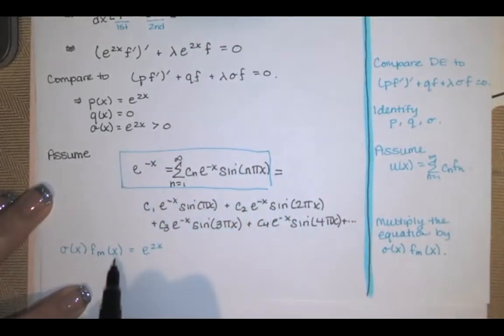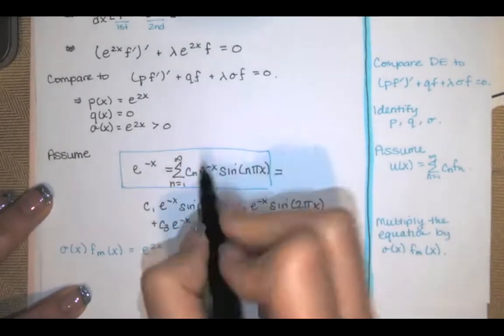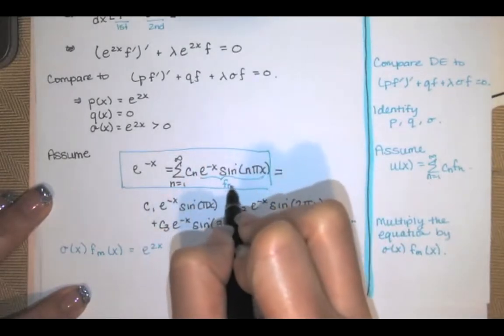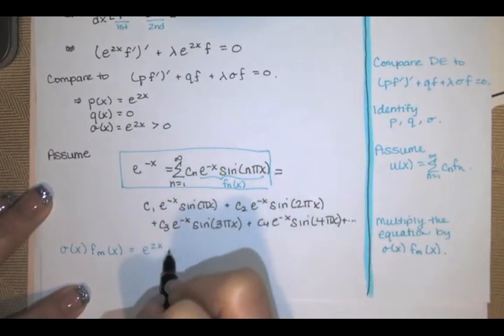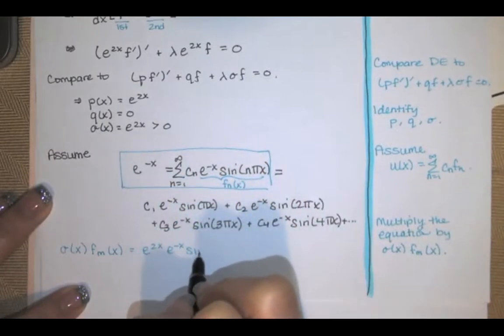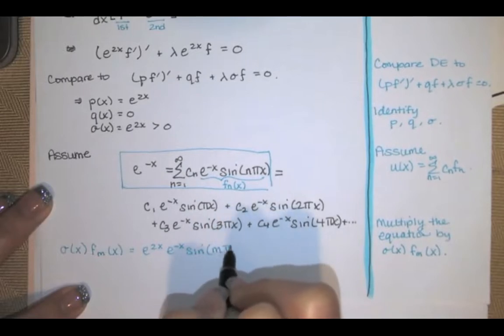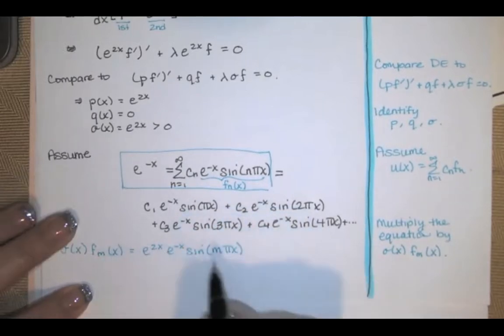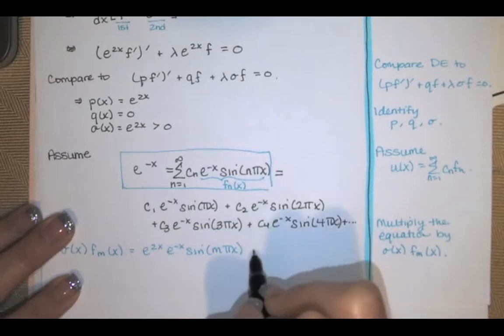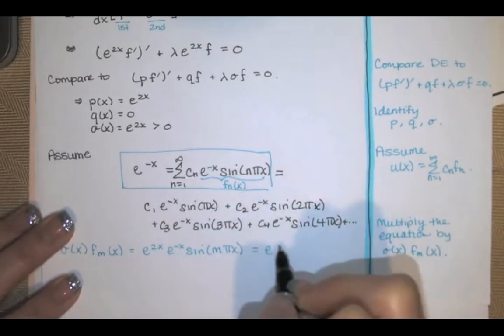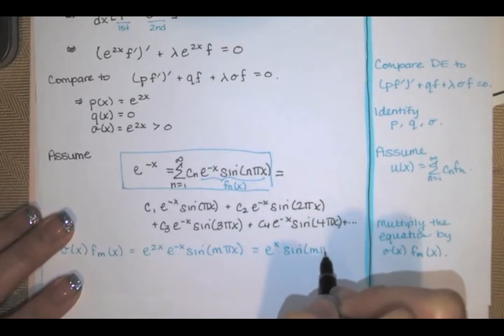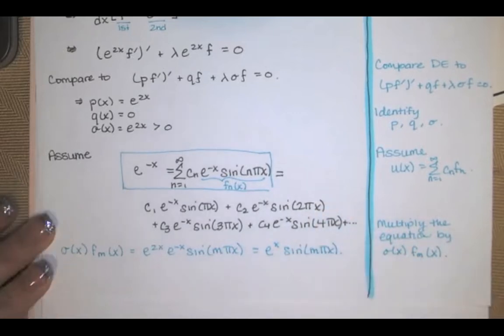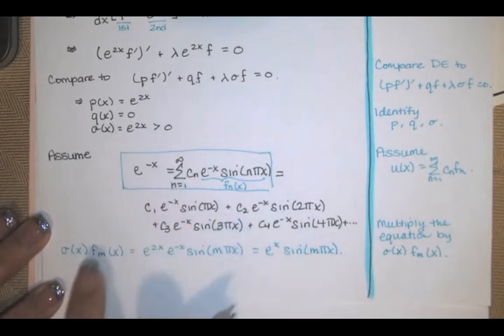Now f sub m of x looks just like f sub n of x. There's f sub n. But we're going to replace the n with an m. So I'll have e to the negative x times sine of m pi x. And of course, e to the 2x times e to the negative x, you just add the exponents because the bases are the same. It's going to give us e to the x times sine of m pi x. Okay, so we're going to multiply this equation by that.